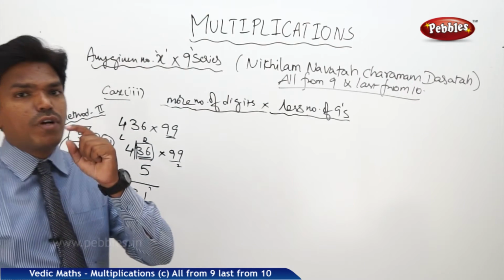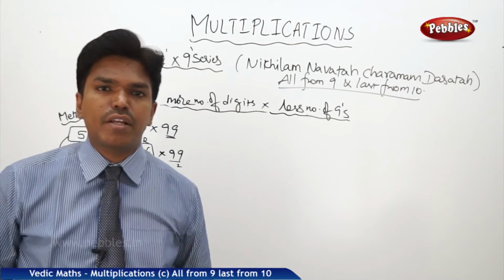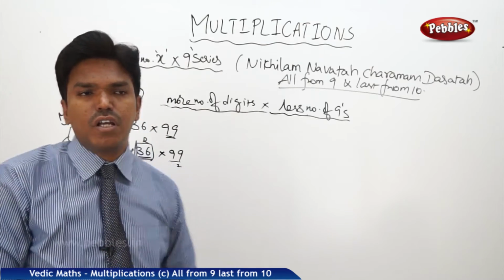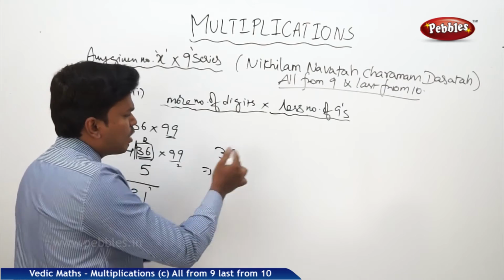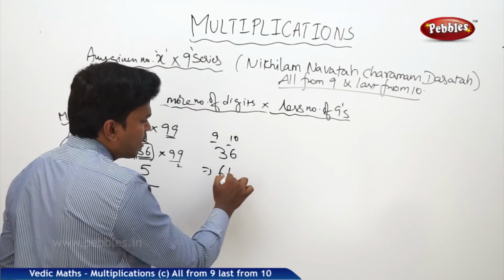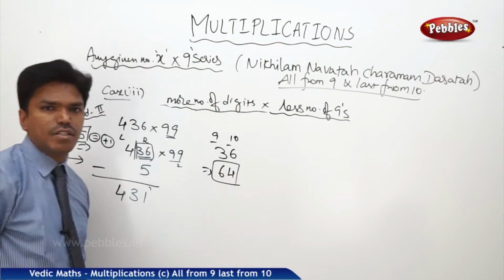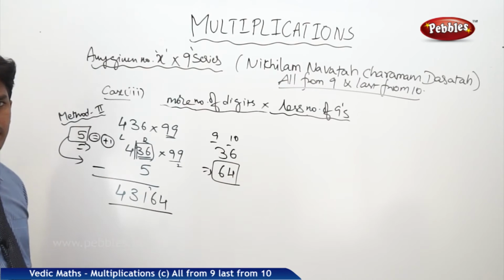36. For 36, you have to apply all from 9, last from 10 to get the right side part of the answer. Since there are 2 digits, subtract the first number from 9 and subtract the second number from 10. So it is how much? 64. So your answer is 43164.